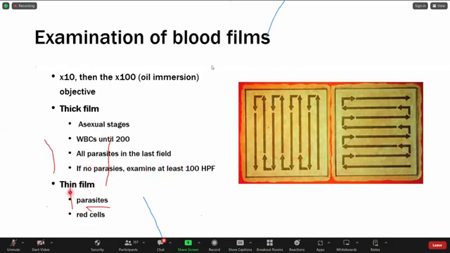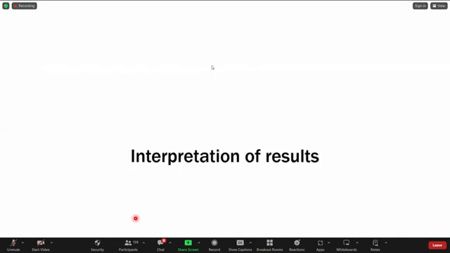Then for a thin film, we are looking for malaria parasites, the different stages. But for a thin film, the red blood cells are not hemolyzed. Therefore, we look for parasites inside blood cells, except for one species where the gametocyte stage ruptures the cells. So we look for the parasites inside the cells, also the nature of the infected red blood cells.